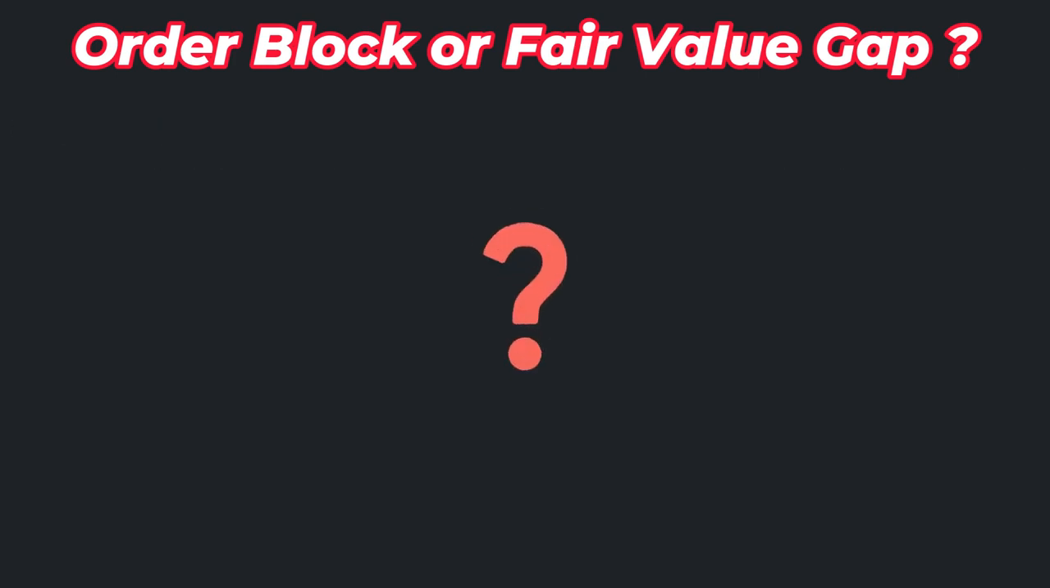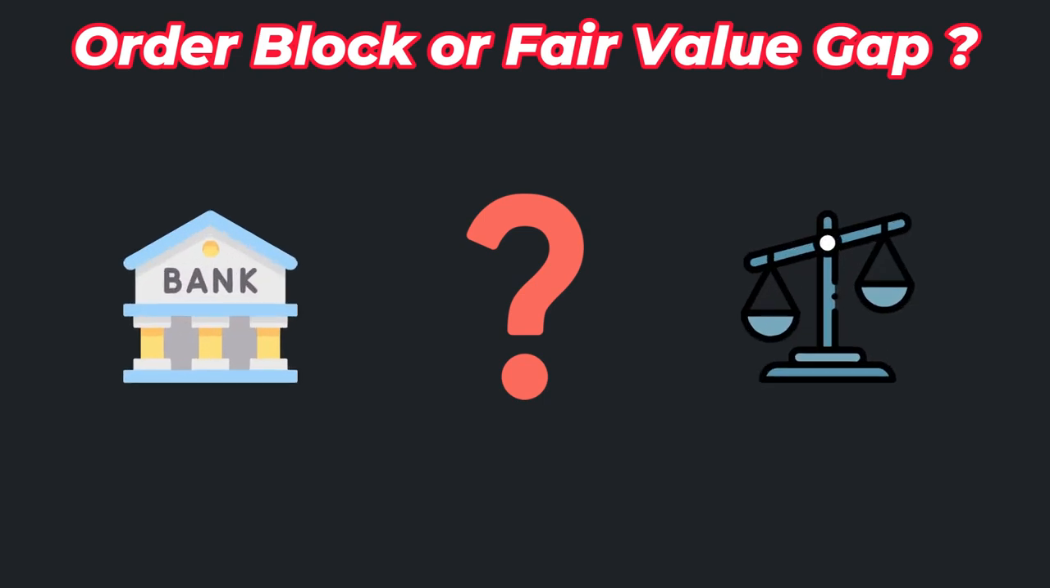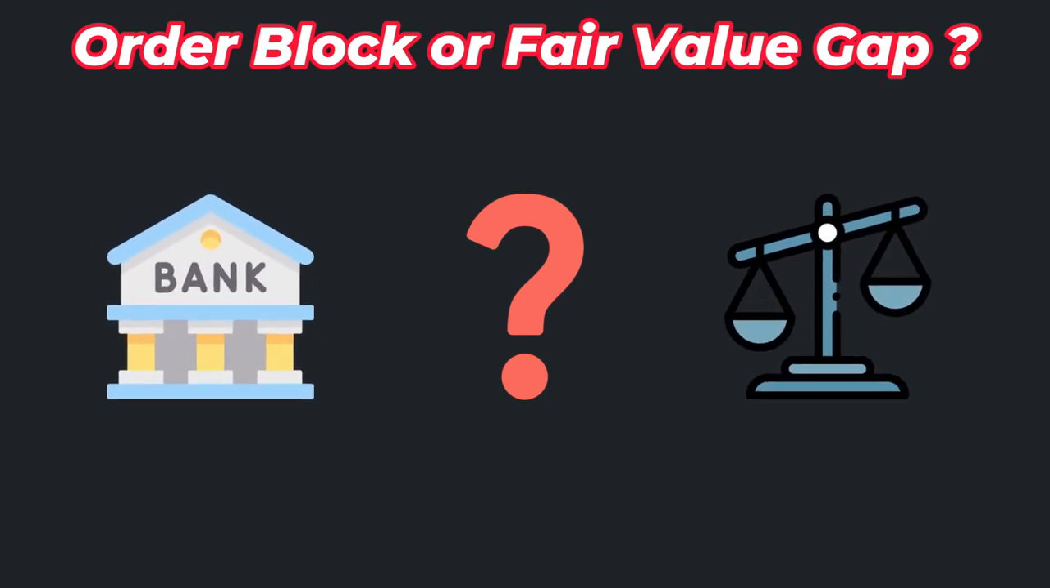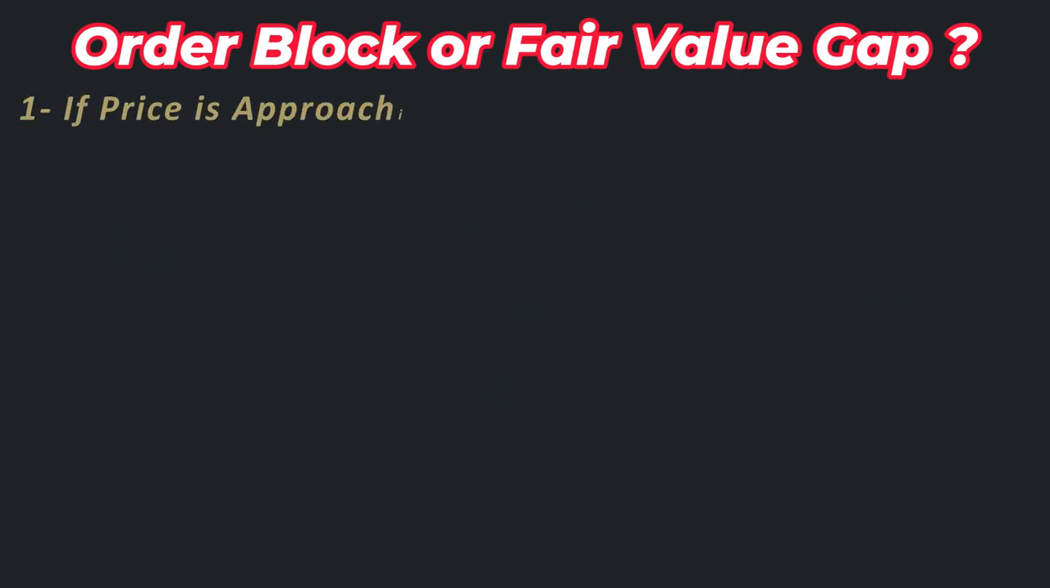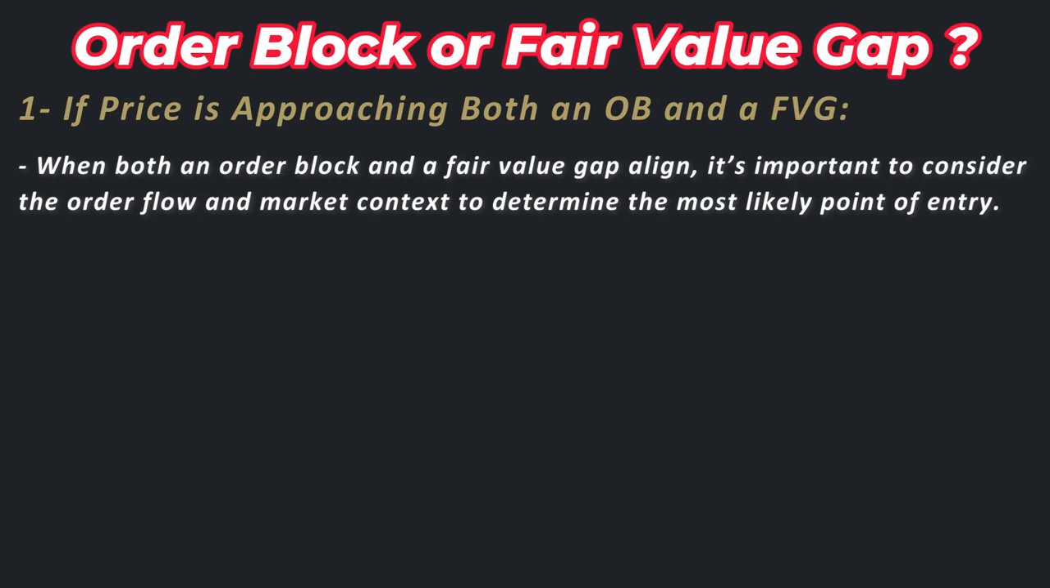To determine which area to choose for entry, we must first understand whether the market movement is driven by orders from institutional traders or by an imbalance between buy and sell orders. When both an order block and a fair value gap align, it's important to consider the order flow and market context to determine the most likely point of entry.